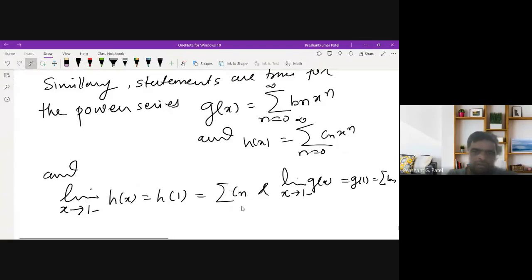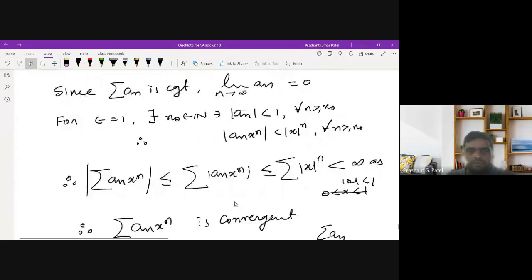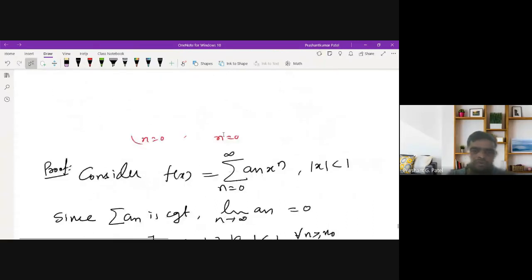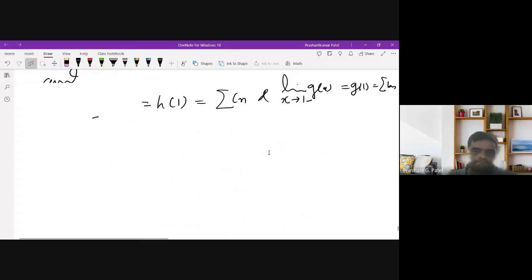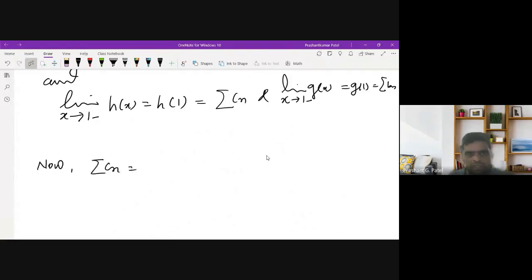Now we'll start with this side, the summation of c_n. Ultimately, our objective is to prove that the summation of a_n times the summation of b_n is equal to the summation of c_n. That is our objective. So for that, I am starting with the summation of c_n. The summation of c_n, as per this, is h(1). That is equal to the limit as x tends to 1 minus of h(x).